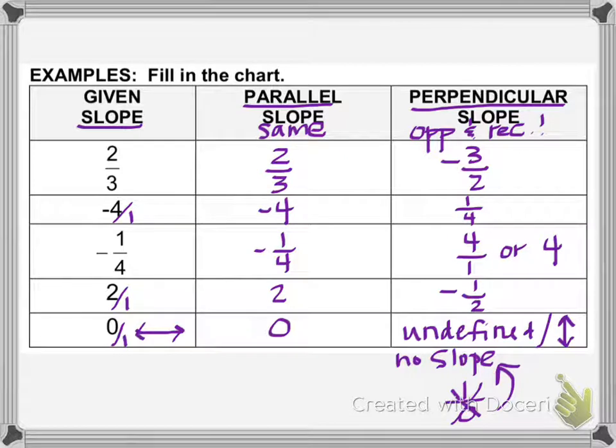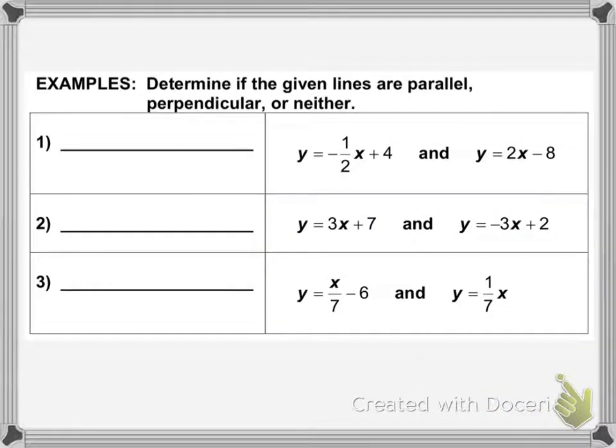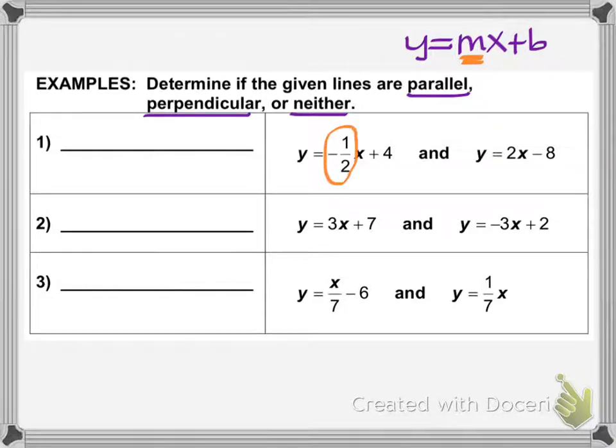All right, let's try some examples. In these examples, you're given 2 equations, and you are going to identify the slopes, and then based off what they look like, determine if the 2 lines are parallel, perpendicular, or neither. Neither just means they would be intersecting. And it appears that all of these lines are in slope-intercept form, y equals mx plus b. So remember, we are focusing on just the m, the slope, right? All right, so for number 1, our 2 slopes are negative 1/2 and positive 2.